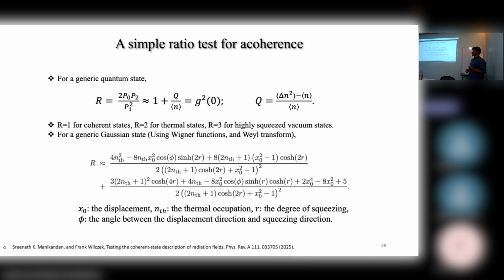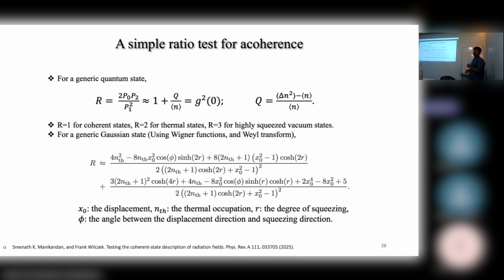So what do you mean by a highly squeezed vacuum state? The radiation field is, let's say, in the vacuum state, and somehow you squeeze it. So apply the squeezing operator, e raised to a dagger squared. And in fact, for a generic Gaussian state of the radiation, which is a displaced squeezed thermal state, one can actually show that this ratio has the following structure, and it will reduce to the appropriate limits for displaced state, vacuum state, thermal state, and so on. So essentially there is some variability, but the variability in the large intensity limit is between 1 and 3.